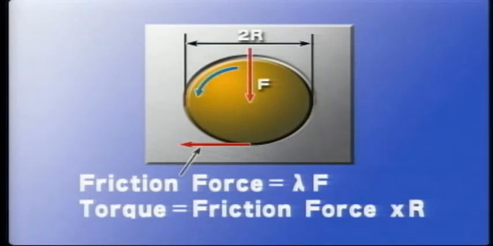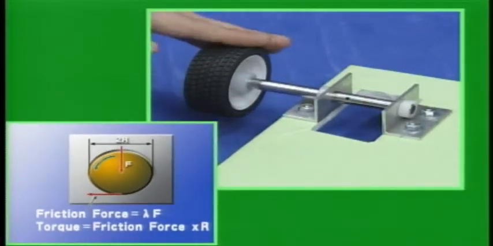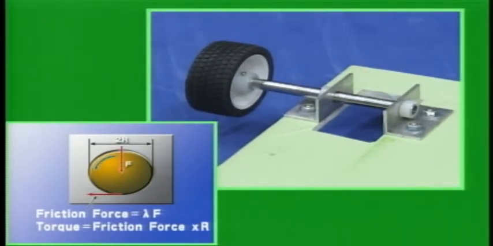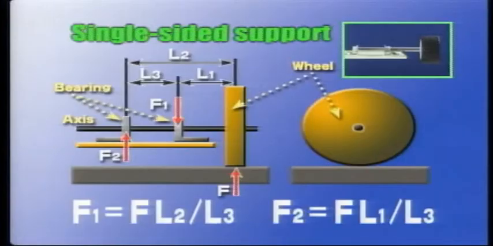But how do we reduce friction force? We can either reduce the friction coefficient or the amount of force applied to the shaft. We can cut the friction coefficient using oil or grease. But how do we reduce the amount of force applied to the shaft? This is a bearing. We'll use a wheel as an example. Here's the wheel, the axis, and the bearing.